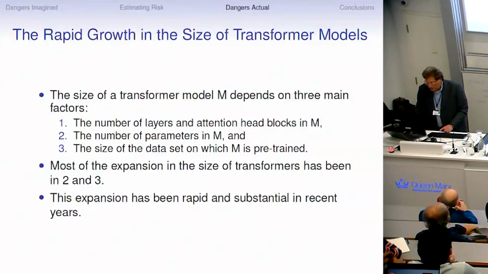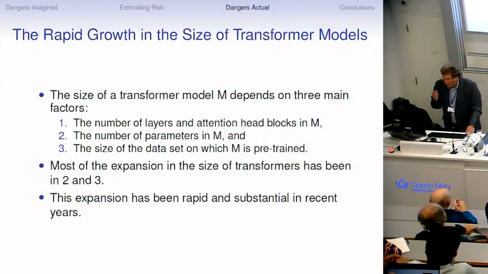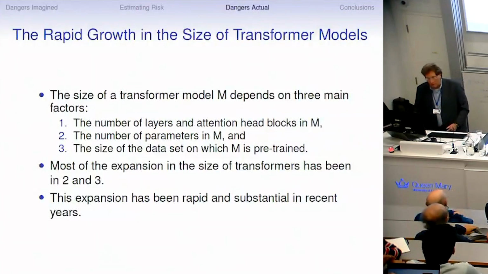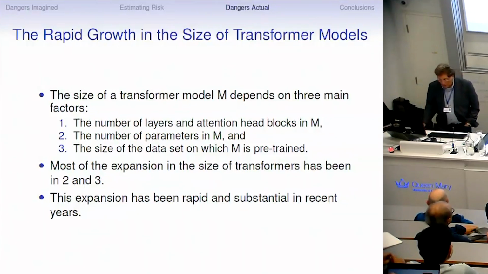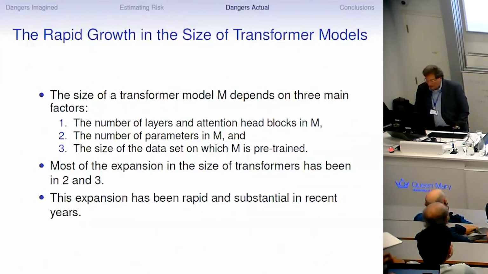I want to talk about some real dangers in the last part of the talk. So the first one concerns the rapid growth in the size of transformer models, which we identified last time as the main second generation AI model driving large language models.